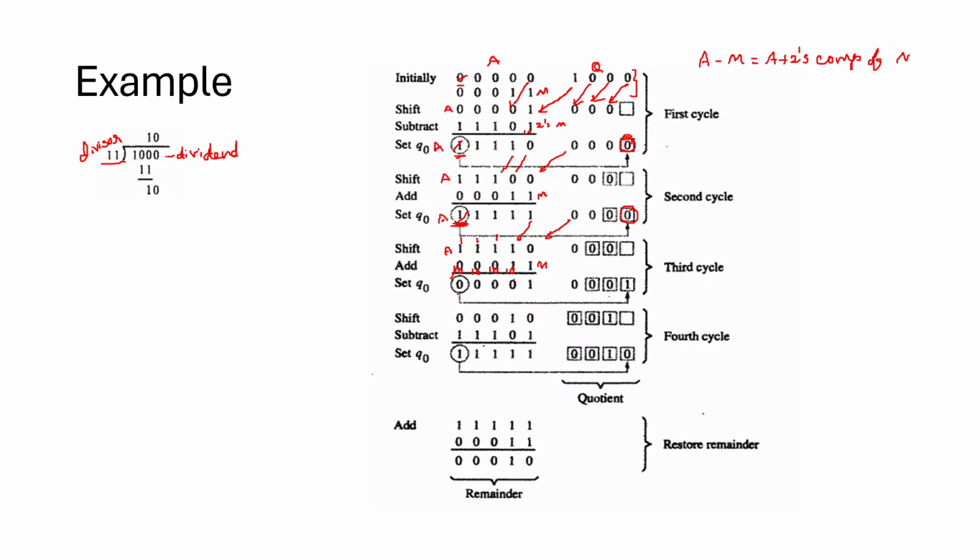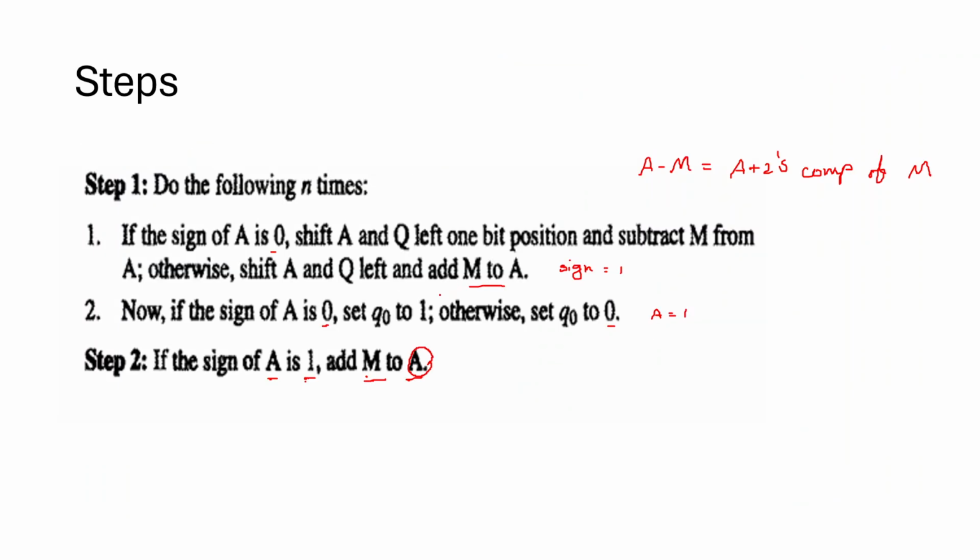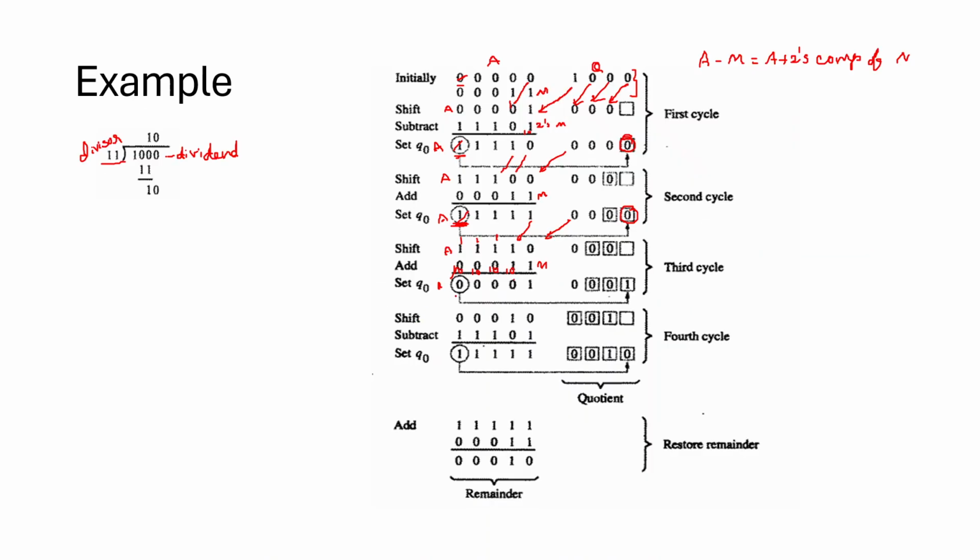This is the current value of A. If the sign bit of A is 0, you need to set q0 as 1. See here, q0 as 1. So as the sign bit of A is 0, I have set that q0 as 1 here. Now this is Q, this is A. Now the third cycle has been over. You need to go for the next cycle.